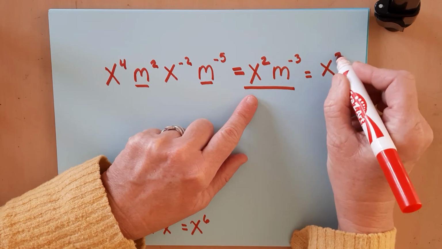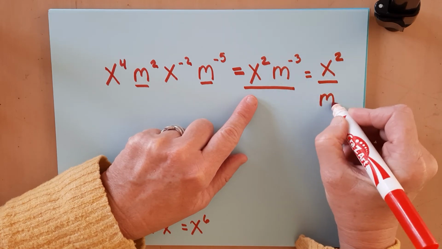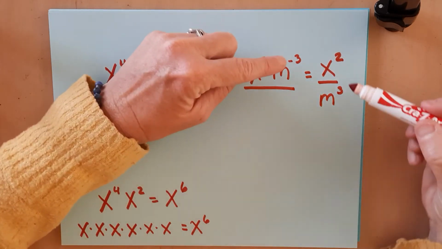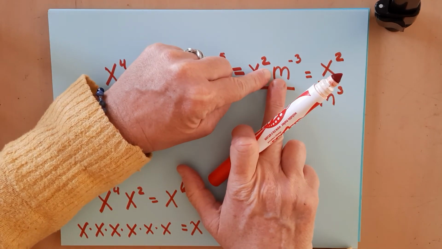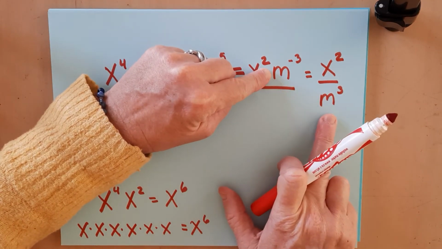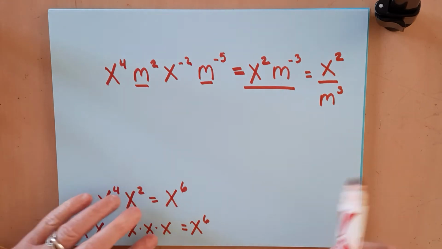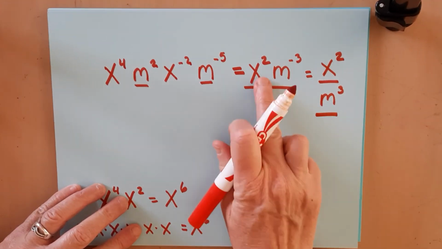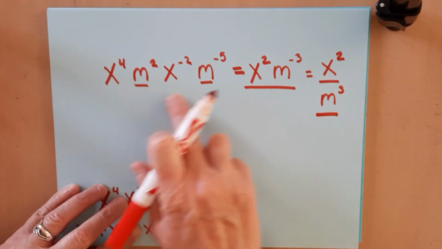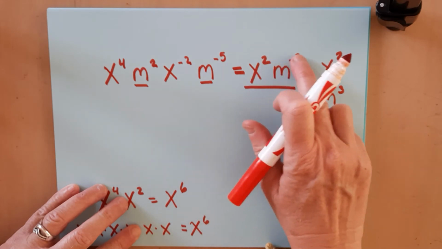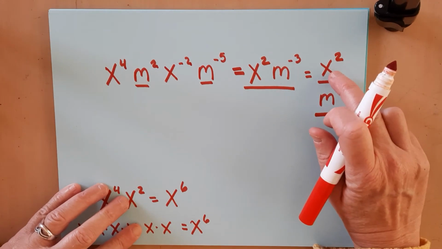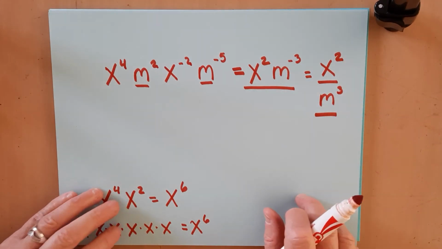x squared over m cubed, because we can take this m, which is in the numerator, put it in the denominator, and take away the negative sign. So either of these answers are correct. If they ask you to simplify this, you could write x squared m to the negative third, or you could write x squared over m cubed.